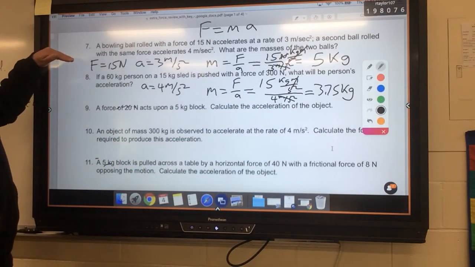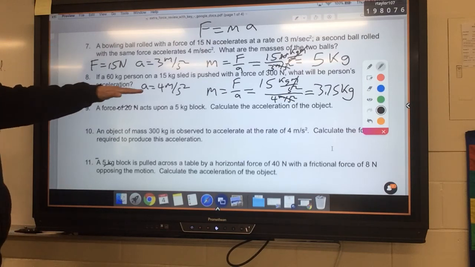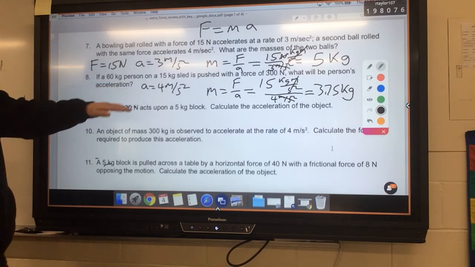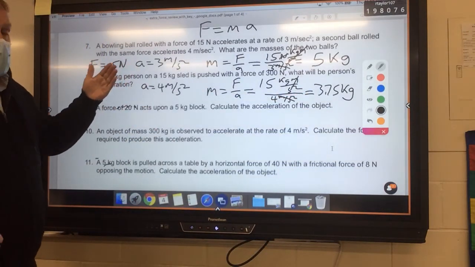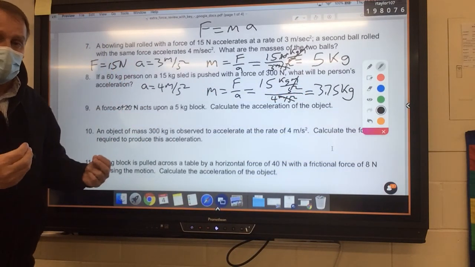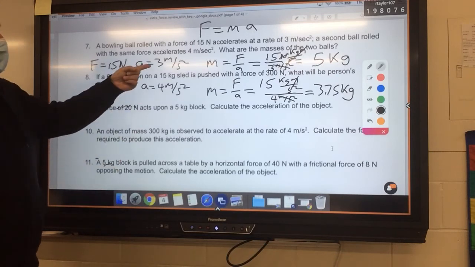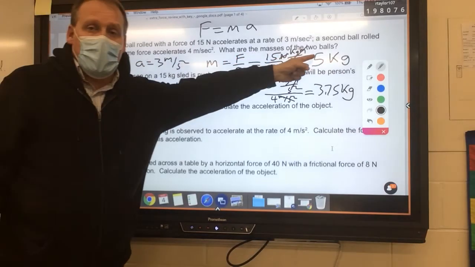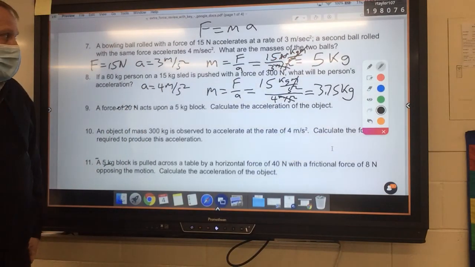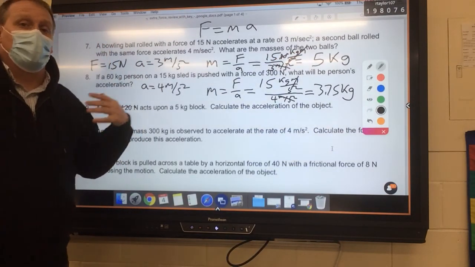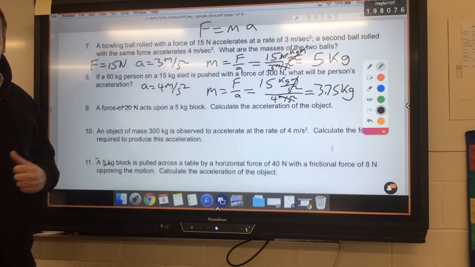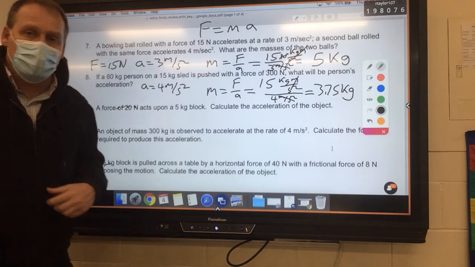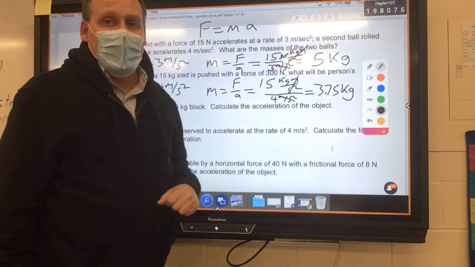So the ball that had the greater acceleration was in fact lower in mass, because mass resists acceleration. And up here, the acceleration is 3, so it had to have a higher mass because that would have more inertia. It would have more resistance to acceleration. So this is how you solve problems using Newton's second law of motion, F equals ma.